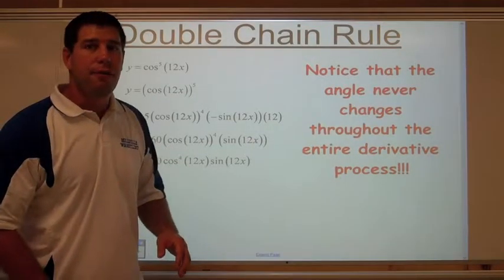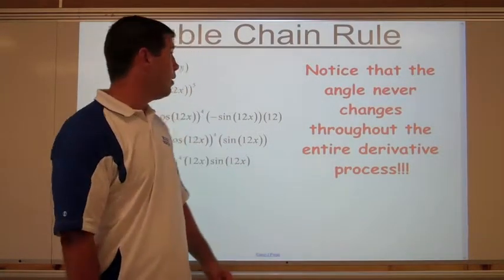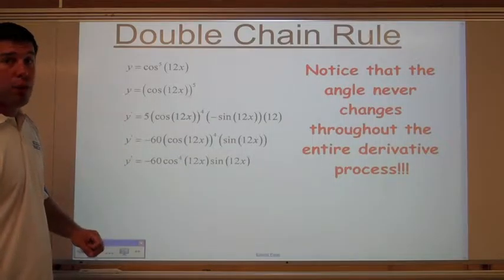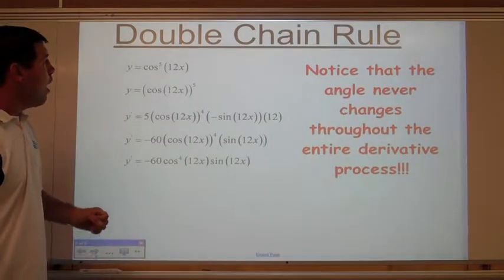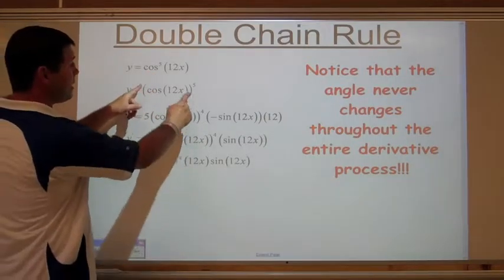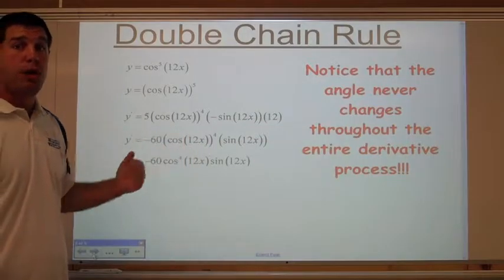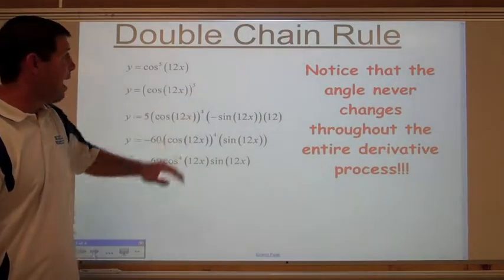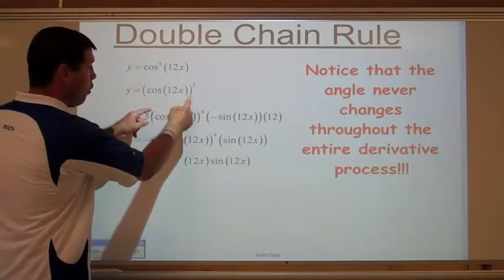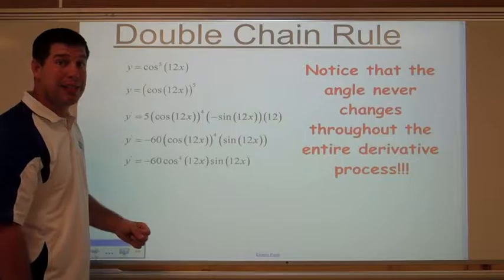Last is going to be a trig function where you have to use the chain rule twice. Double application of the chain rule. Y equals cosine to the fifth of 12x. It helps when finding derivatives of trig functions like this to write it as a whole thing to the fifth instead of the notation in here. When you're deriving these, it helps throw that outside so you see your power rule. 5 times the whole thing to the fourth power times the derivative of what's inside.